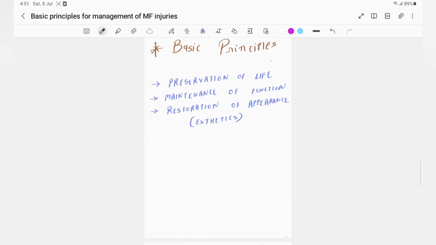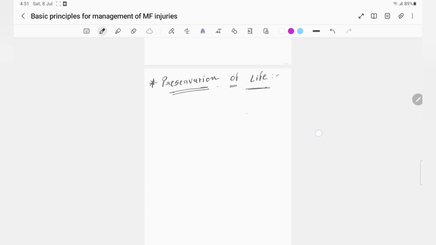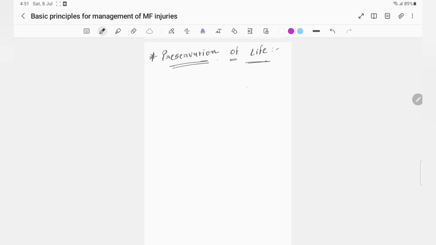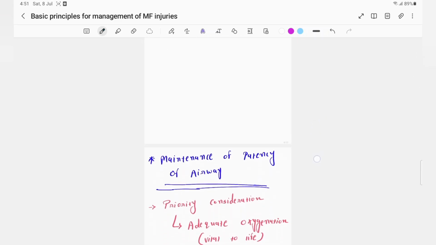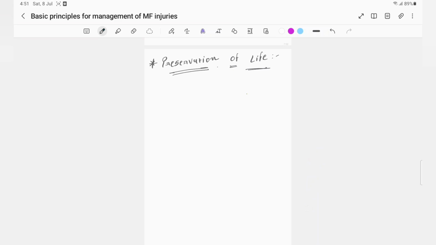Now our main topic, which is basic principles. So in basic principles, these three principles every doctor has to follow. First is preservation of life, right? Because life is very, very precious for the doctor as well as the patient. Then maintenance of function. Then the third thing is restoration of appearance, we can say aesthetics. Okay, so first is preservation of life. So for preservation of life we have ABCD.